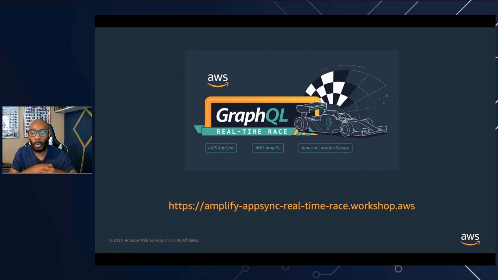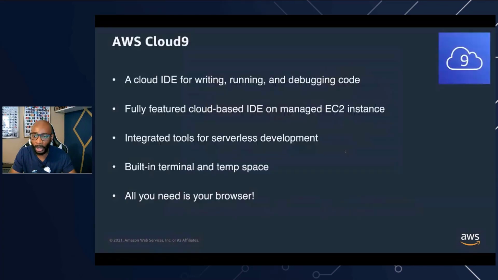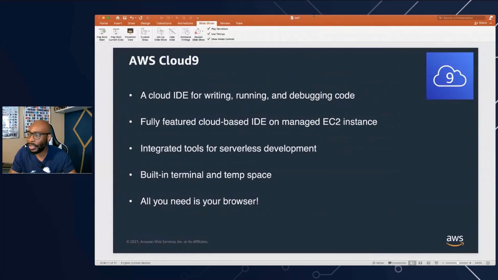Okay, so to do this workshop, we are going to use a set of instructions. And you can see a link to a website here, Amplify AppSync Realtime Race workshop.aws. All of the information that you need to accomplish this workshop is available on this website. It's available now, and it will be available after the workshop, so you can go back to it if you want to repeat the workshop, or if you want to share it with anybody that is interested in running the workshop. So what I suggest we do now is actually jump into the workshop.